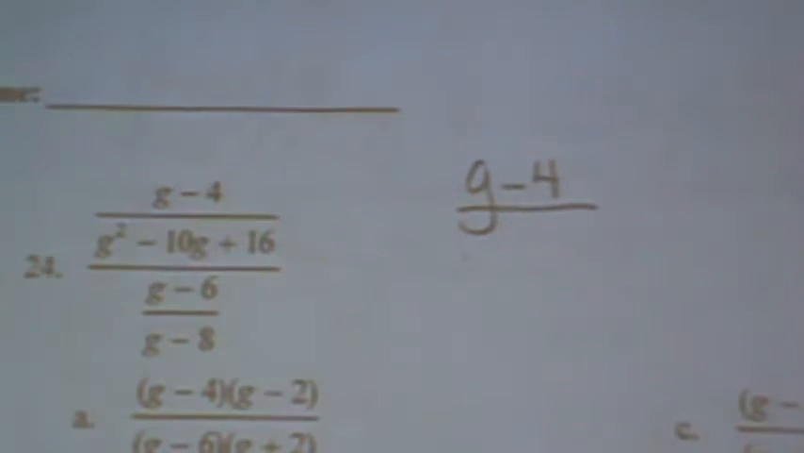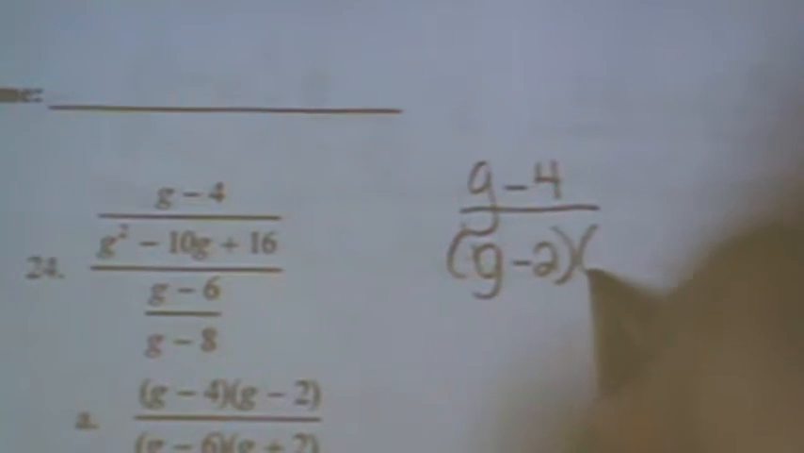Number 24. This is a complex fraction. It's a division. You're going to factor anything you can. You're going to flip and multiply. So you have g minus 4 over, you're going to factor this. So factoring, this is a, what times what is 16, but adds to be negative 10. Well, 4 times 4 is 16.